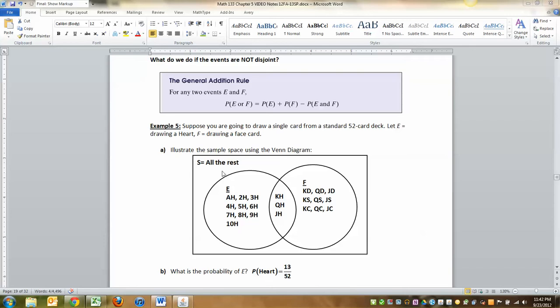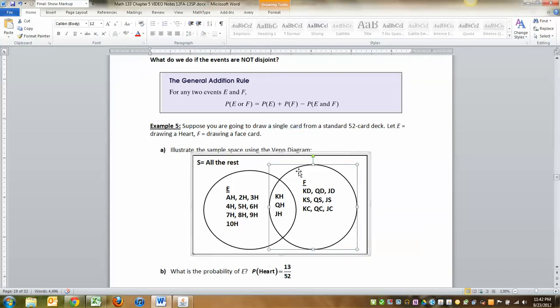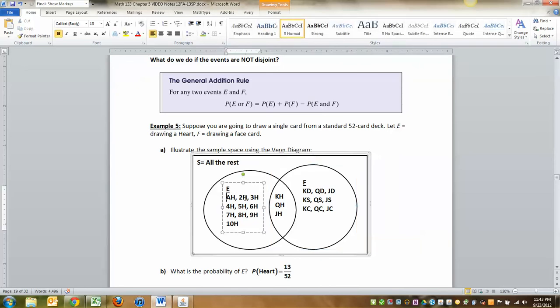So over here I have all the hearts in this ring, right? And then over in this ring I have all the face cards. So you can see ace of hearts, 2 of hearts, 3 of hearts, 4 of hearts, 5 of, and so on. And then in here I have the king of hearts, queen of hearts, and jack of hearts. We'll talk about that in a second. And then over here, king, queen, jack of diamonds, king, queen, jack of spades, king, queen, jack of clubs.